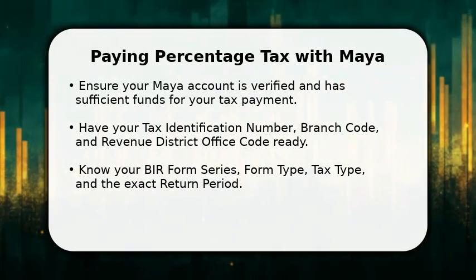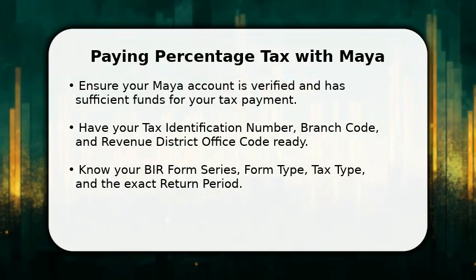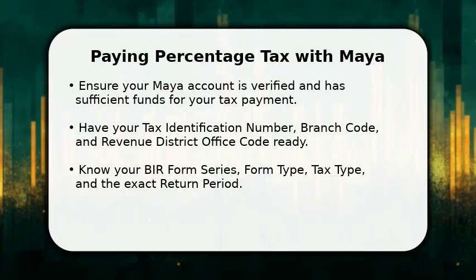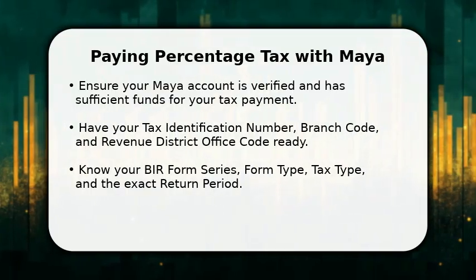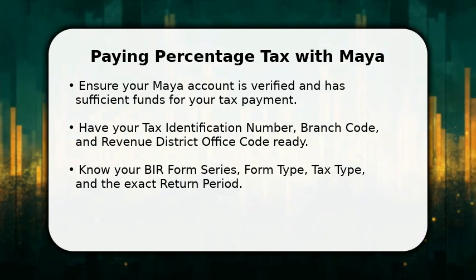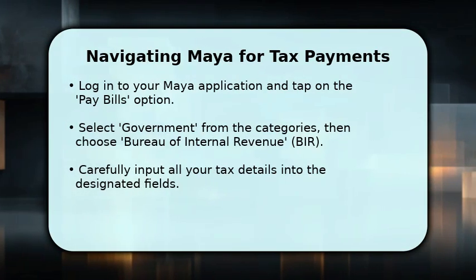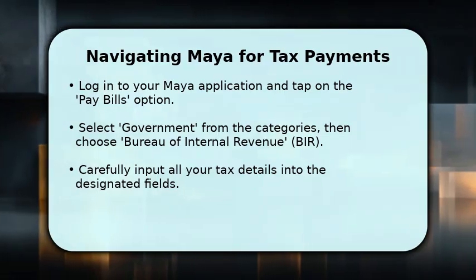Also, have your specific BIR form series, form type, tax type, and the correct return period on hand. Remember, your quarterly percentage tax return, or BIR Form 2551Q, must be filed electronically before payment. Once you have all your details, open your Maya app and log in.